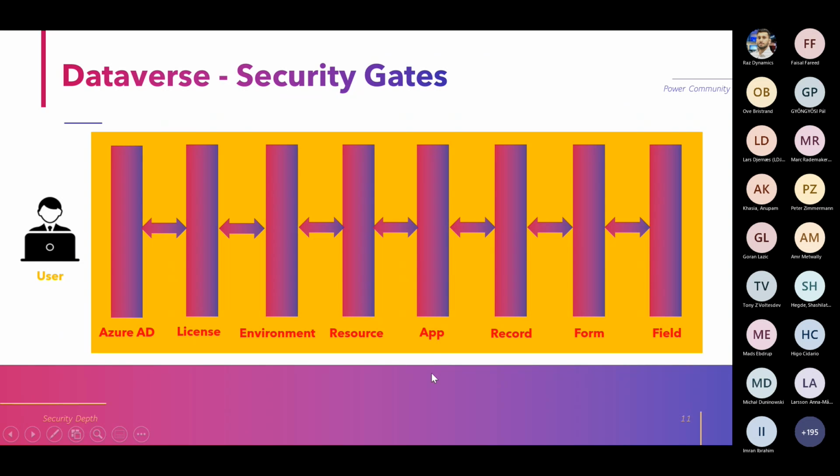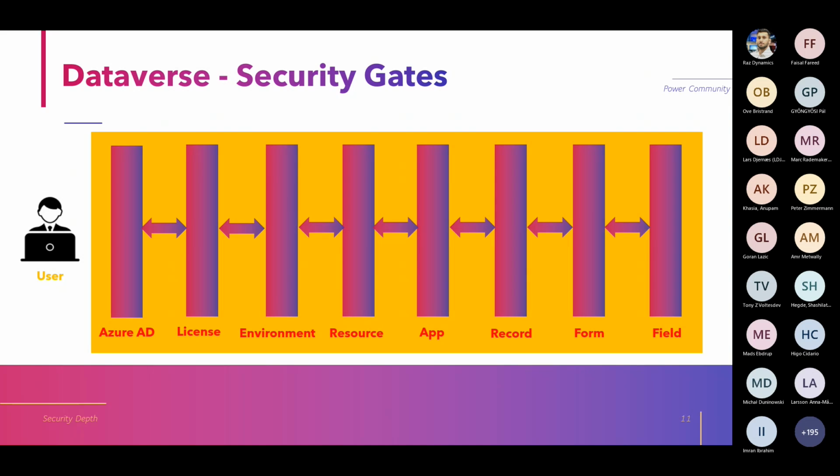Another level of security is the app level security. For example, we have a lot of model driven apps available, like Sales, Customer Service, Marketing, Talent. Now you can provide the app level security as well. So for example, you have the Azure AD account, you have the license, then you enter into the environment, you have the resource access, but now you can provide the app level access as well. So you are allowed to access the resources, you are allowed to access the environment, but you don't have access to use the Sales application. That is also possible. So that app level security you can also provide.